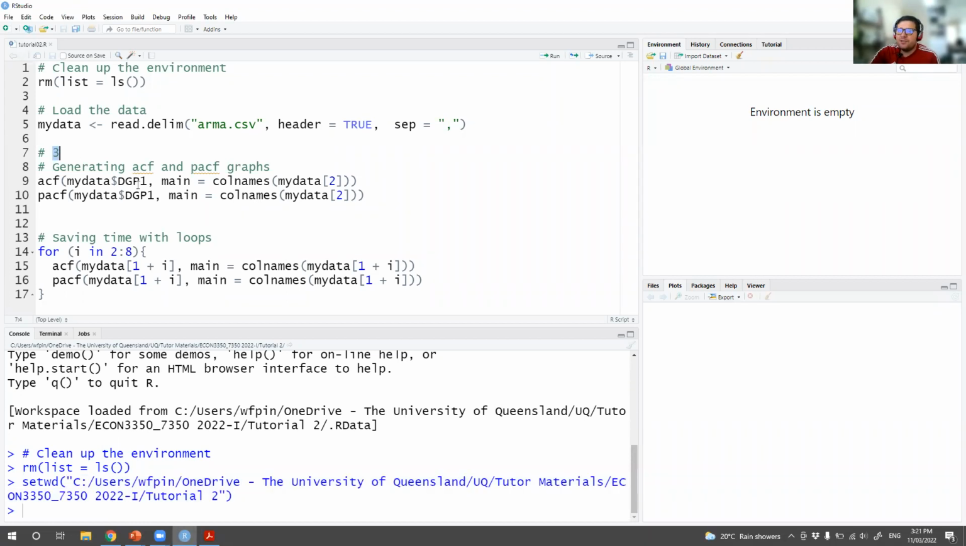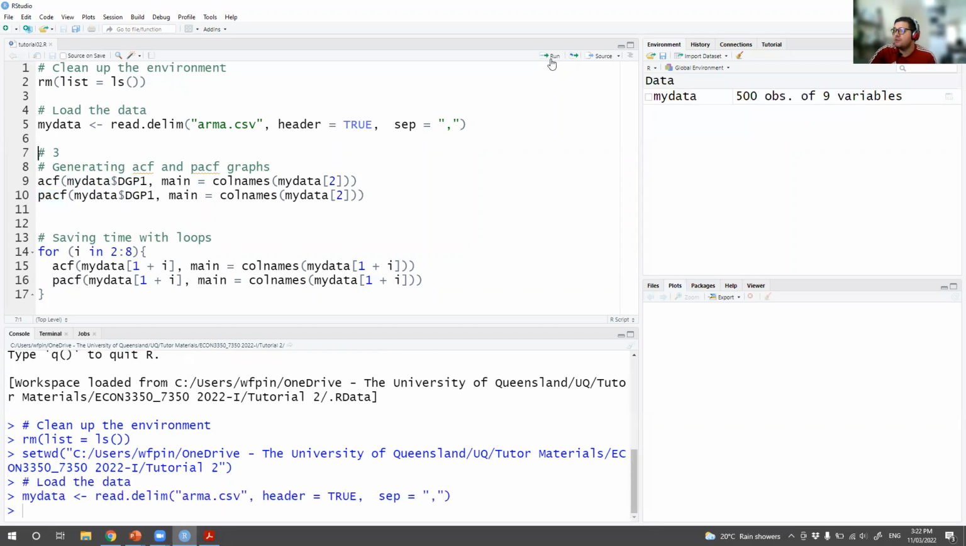So now for part 3, let's generate ACF and PACF graphs. The commands are quite straightforward. For the autocorrelation function it is acf, and for the partial autocorrelation function it is pacf. We need to select, oh, actually, let me load the data. I haven't loaded the data.